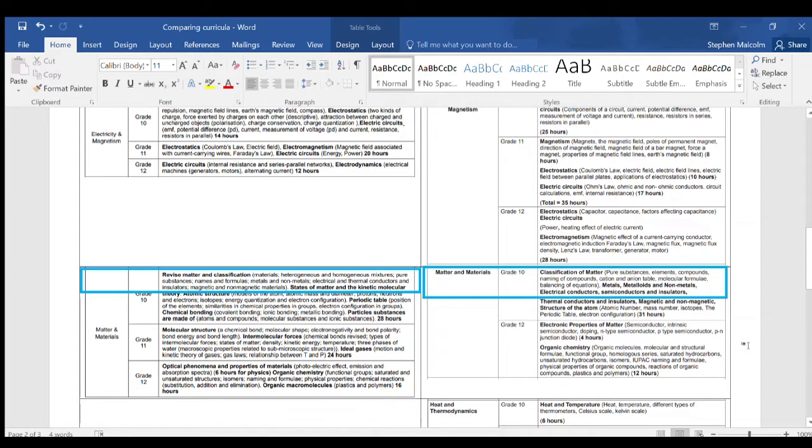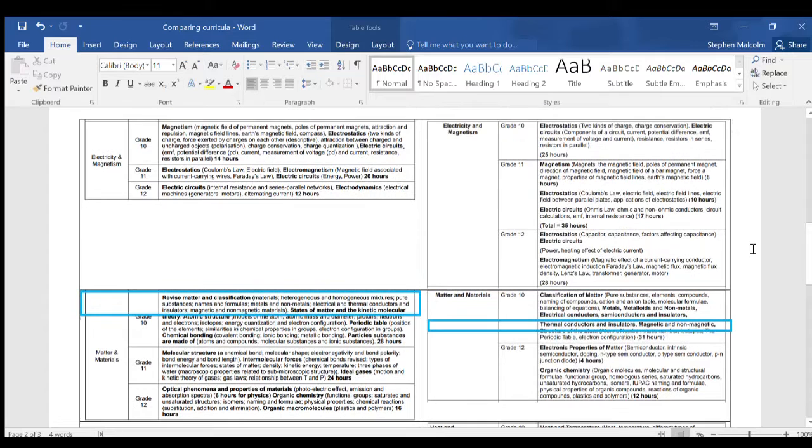Both curricula start out by looking at the classification of materials, pure substances versus mixtures, and properties such as electrical conductors, and those substances that are magnetic or not. What is different is that in the technical sciences, included in this section is the balancing of chemical equations. There is more emphasis, it seems, on thermal conductors and insulators and magnetic and non-magnetic materials.